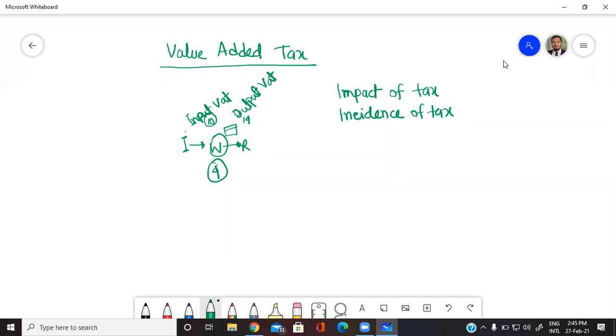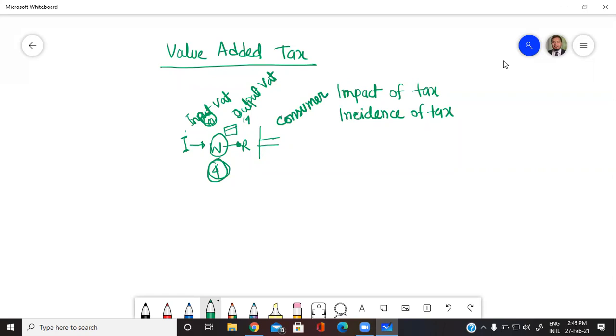Okay, without thinking about other parties, how much is the government taking in total? 10 taka from importer, then 4 taka from the wholesaler. But the thing is that ultimately, if the retailer is not the final person, the total VAT will be paid by the customer, or ultimately, which is the more appropriate word, the consumer. The consumer ultimately bears the whole burden.